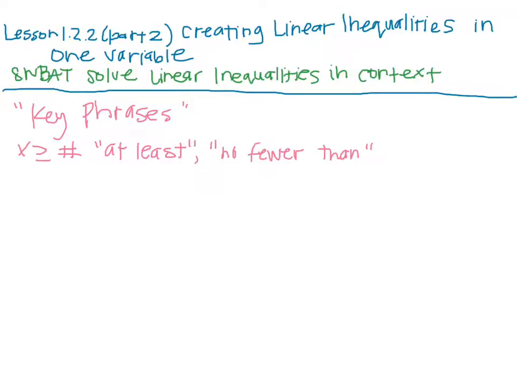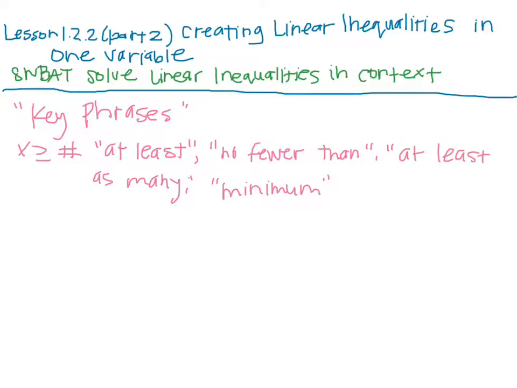Another example is "no fewer than." You can have no fewer than 5 people in a group means that you need to have 5 or more people, because there cannot be fewer than 5 people. In other words, x would be greater than or equal to 5 people. "At least as many" and "minimum" are other key phrases for greater than or equal to. So you need a minimum of 7. That means 7 is the smallest amount you can have.